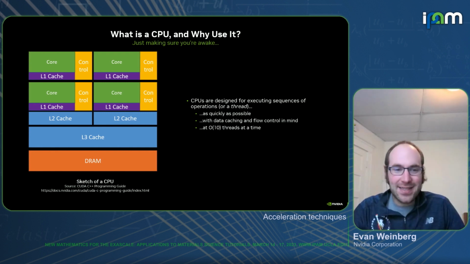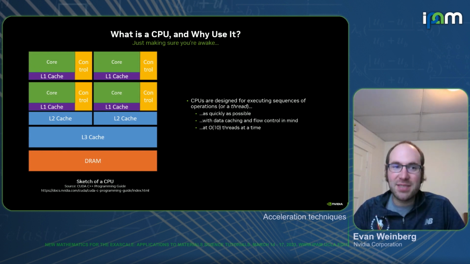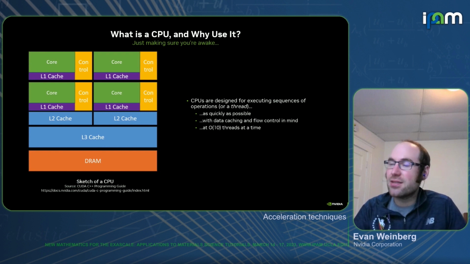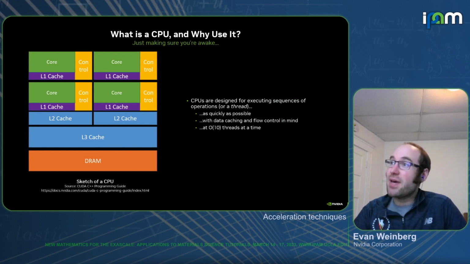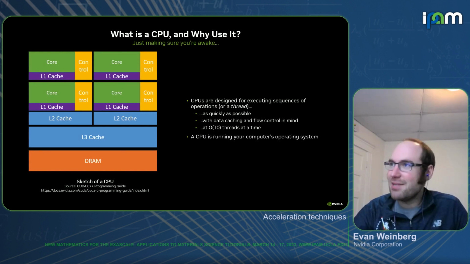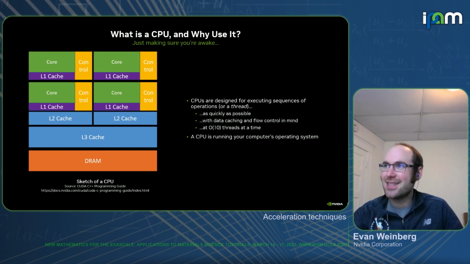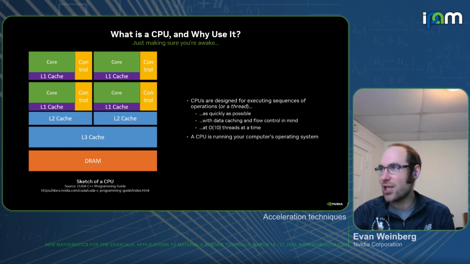But this on the left of the slide is really meant to be a sketch, a schematic, supposed to give you a rough idea that the computation logic, the green cores, is part of it, but there's also a good amount of silicon logic for control flow, caching, things like that. A CPU is running your computer's operating system. So it has to be good at doing that. And of course, lots of other things, scientific computation too, but it needs the logic to help you surf the web.